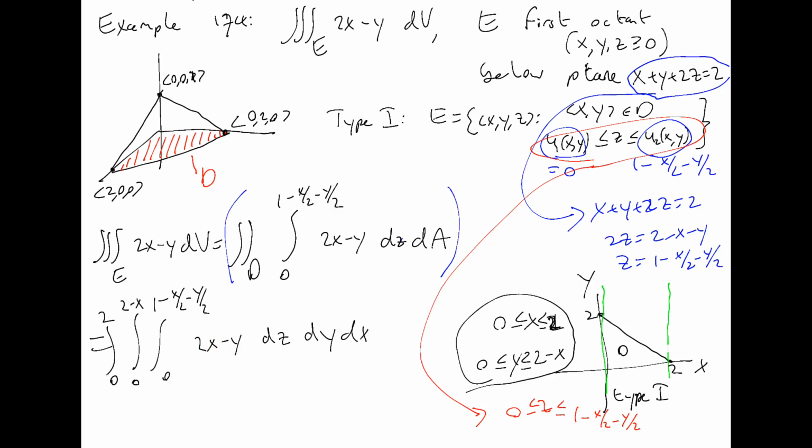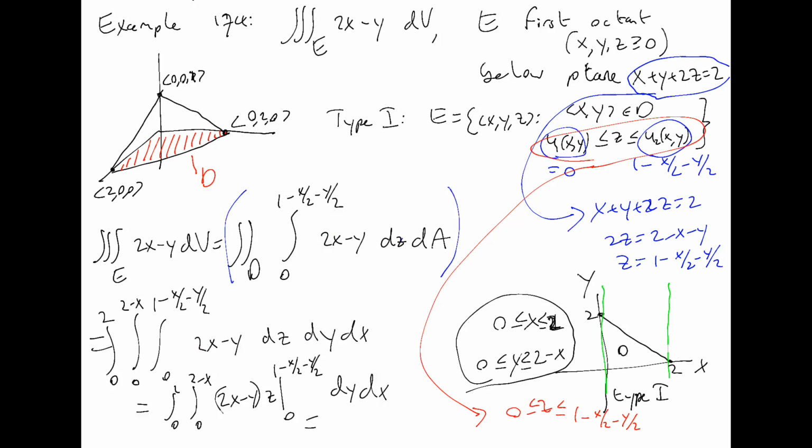Okay, let's start computing this a little bit. So we have the integral from 0 to 2, the integral from 0 to 2 minus x. Then we have to integrate this with respect to z. And remember, we have to treat x and y as constants. So what you get is, well, that's easy. It's just 2x minus y times z, between the boundaries 0 and 1 minus x over 2 minus y over 2, dy dx.